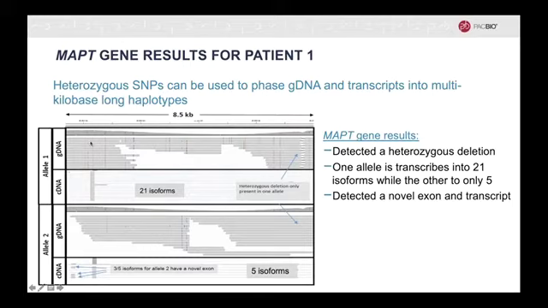That will actually help you to phase the sequencing reads into two different alleles. So now you see allele 1 for the patient and allele 2 for the same patient. What we found here is in the MAPT gene, we found a heterozygous deletion that was only present in allele 1 and not allele 2. Allele 1 resulted in 25 different isoforms, whereas allele 2 only resulted in 5. However, we did find that 3 of the 5 isoforms had a novel exon.